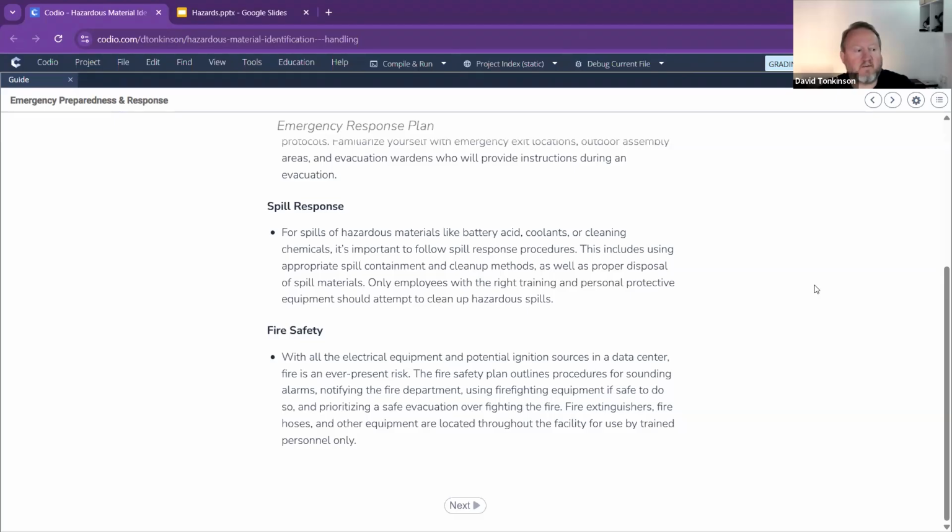We know full well as well with fire safety, with all the electrical equipment, okay, there is potential of ignition sources occurring within data centers. We do try to minimize it. And there are fire safety plans outlined that basically precede the alarms, notification of the fire department, and use of firefighting equipment. If you get a chance, go on a firefighting training course.